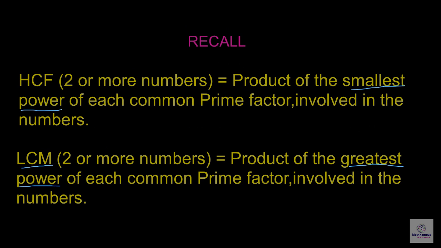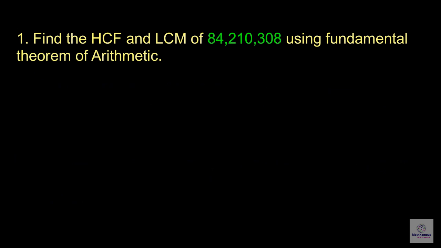So now let's get into the sums. Find the HCF and LCM of 84, 210, 308 using the fundamental theorem of arithmetic. We are not going to do anything great with the fundamental theorem of arithmetic. We will solve this sum using the prime factorization method we already know. So let us start with the factorization of 84.